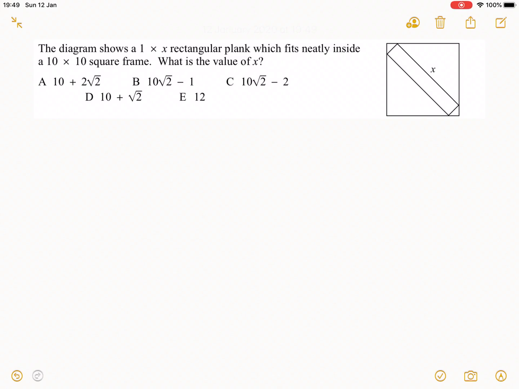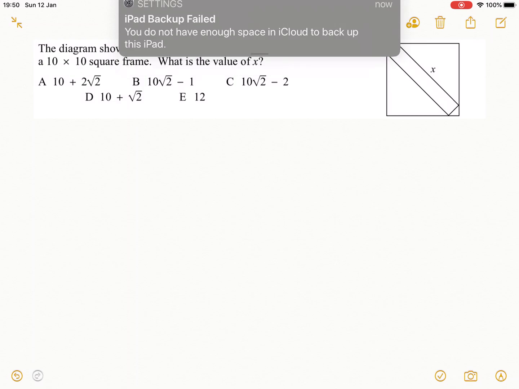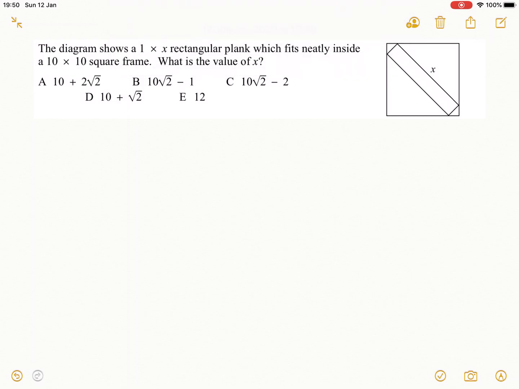Today I'm doing another UKMT question. So the question is, the diagram shows a 1 by x rectangular plank which fits neatly inside a 10 by 10 square frame. What is the value of x?